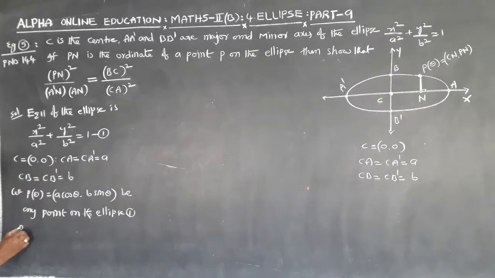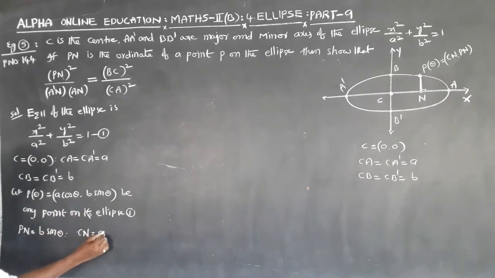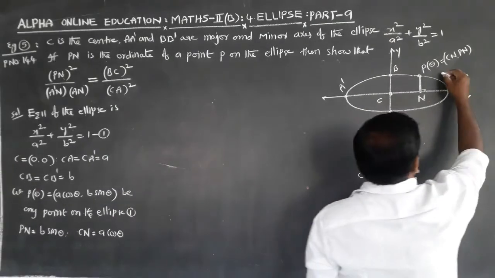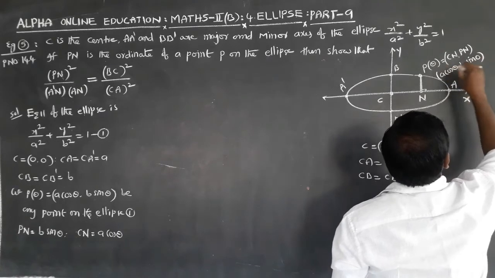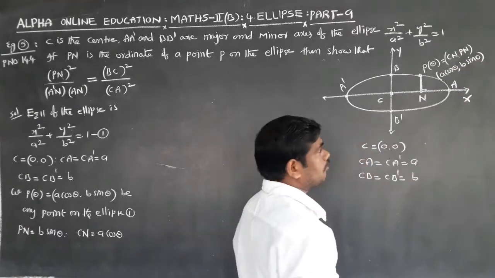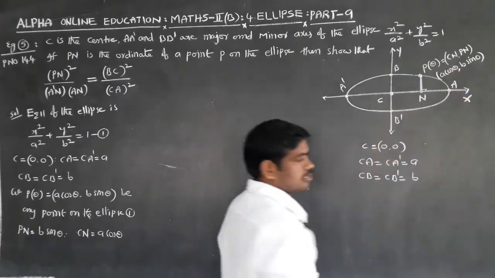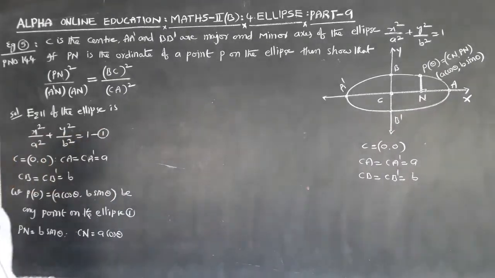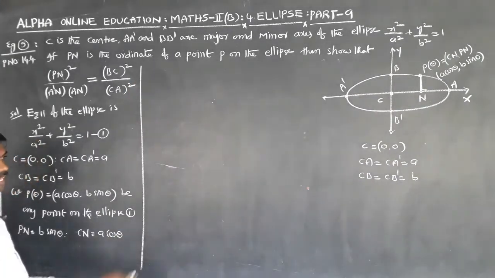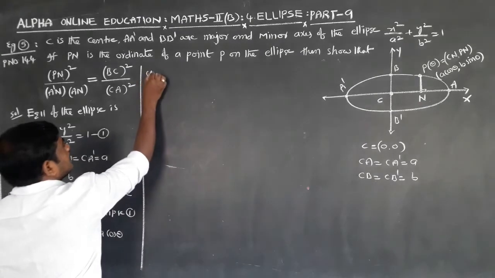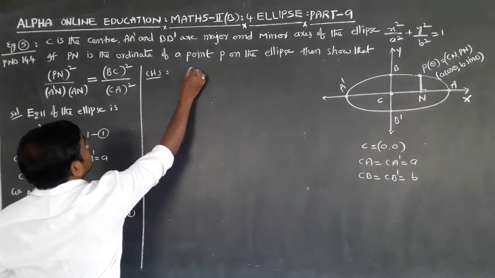So PN = b sin θ and CN = a cos θ. P(θ) means (a cos θ, b sin θ) is any point. So here CN = a cos θ, PN = b sin θ. This is the diagram values. We are taking the LHS value.